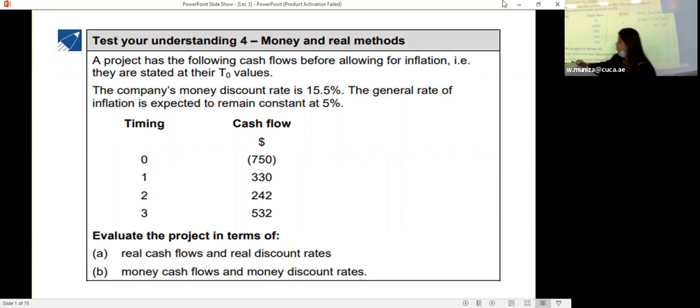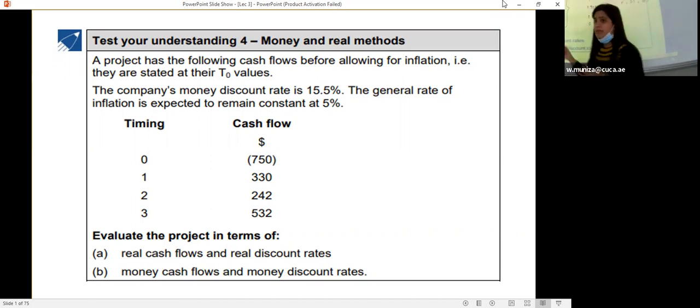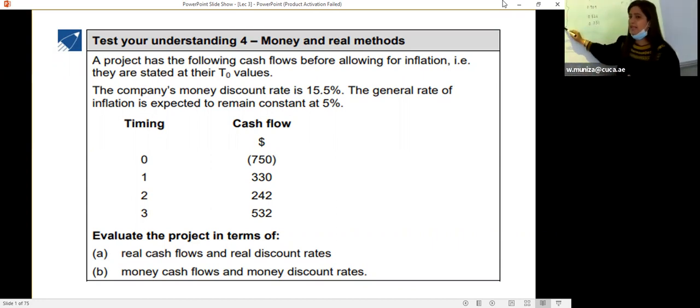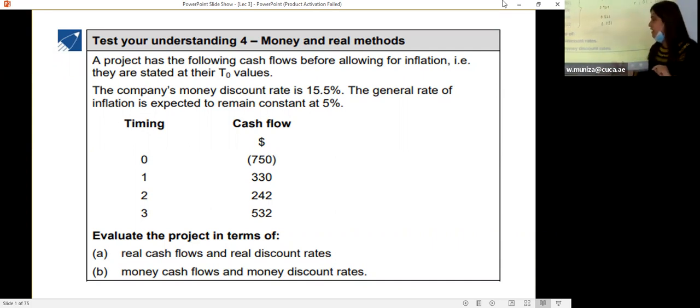Okay, now come to the second one, money cash flows and money discount rate. What is the difference between these two methods? Whenever the money cash flows have to be taken, whenever we have to convert the real cash flows into money cash flows, we first use the inflation rate to convert them into money cash flows. After they are converted to money cash flows, we then use the money discount rate to convert them into present values. Okay, now start doing it. This is the only difference between these two methods.